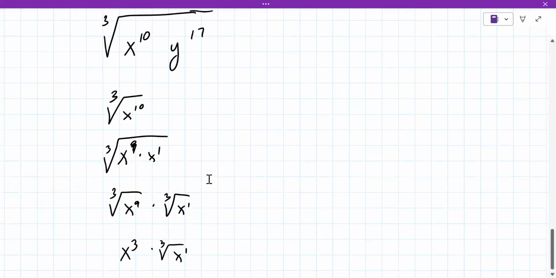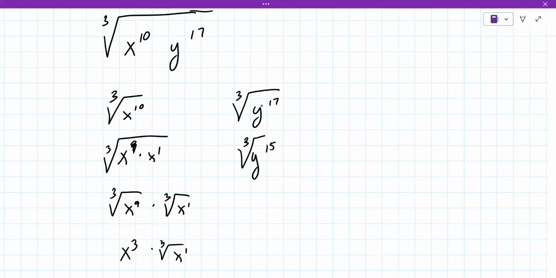Now we're going to do the same thing for the y, okay? It's the cube root of y to the 17th, but 17 is not divisible by 3. So can you make it into something? If you go down to 16, is 16 divisible by 3? No. But is 15? Yes, it is. So we can break this apart into the cube root of y to the 15th times y squared, and then break that apart like this.